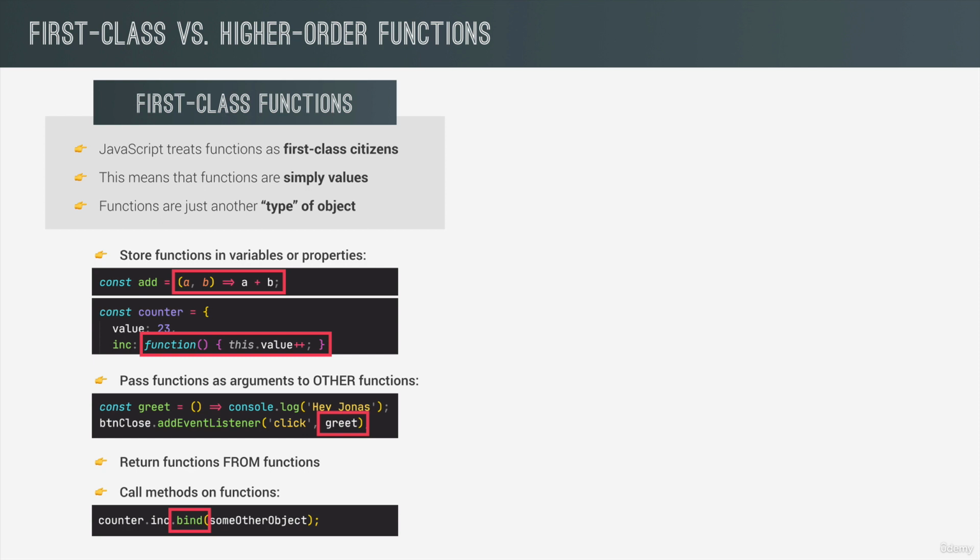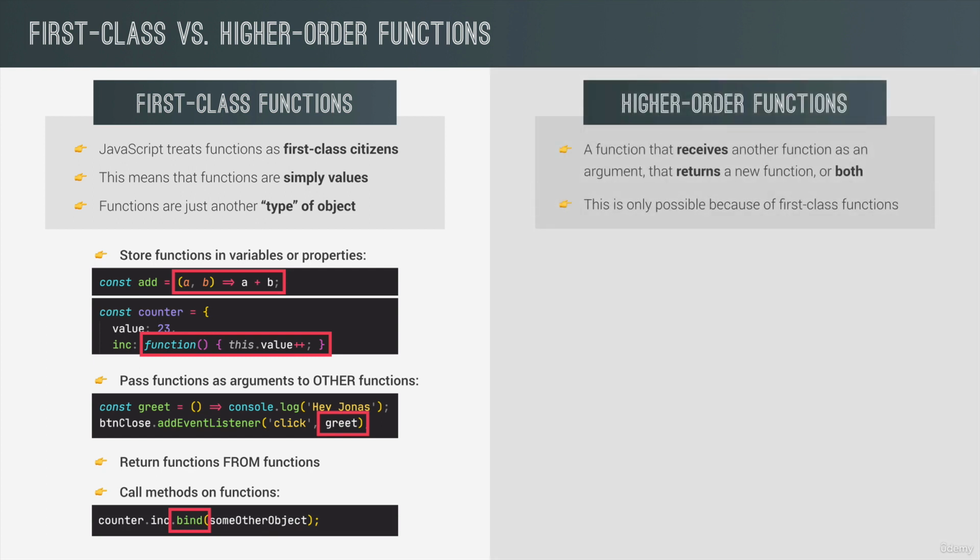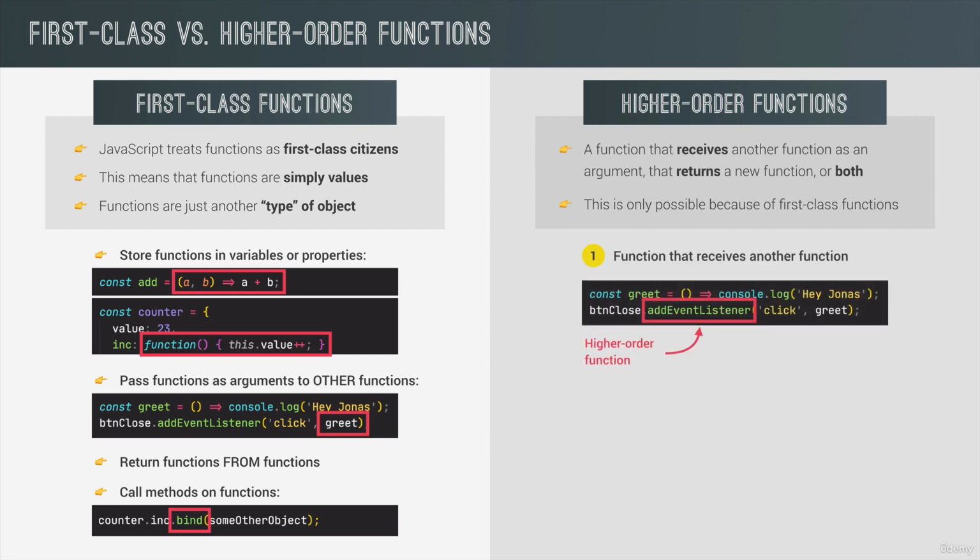All right. Now, the fact that JavaScript has first-class functions makes it possible for us to use and write higher-order functions. So, a higher-order function is either a function that receives another function as an argument or a function that returns a new function. So let's check out both types here. First, for functions that receive another function, we have this same example as before. So here, the add event listener function is the higher order function. And why? Well, because it receives another function as an input. In this case, the greet function.